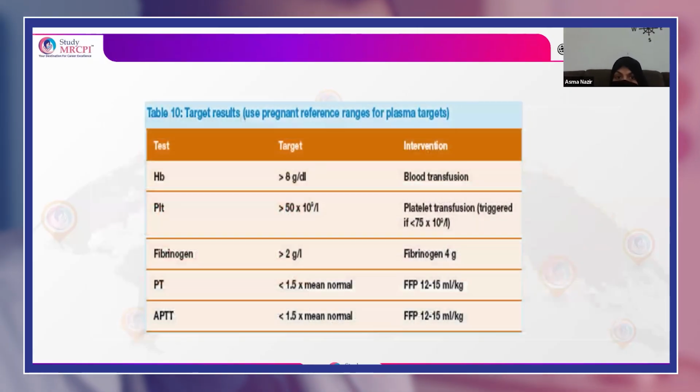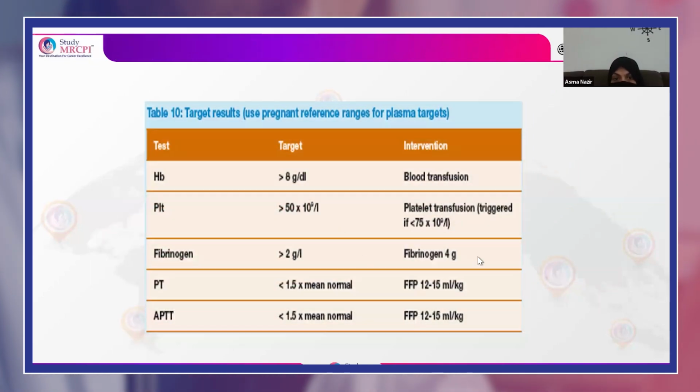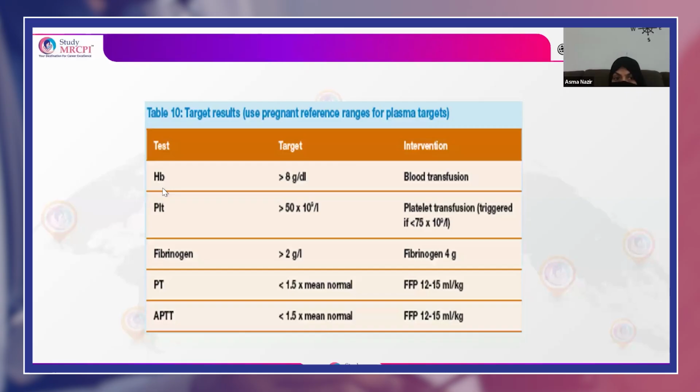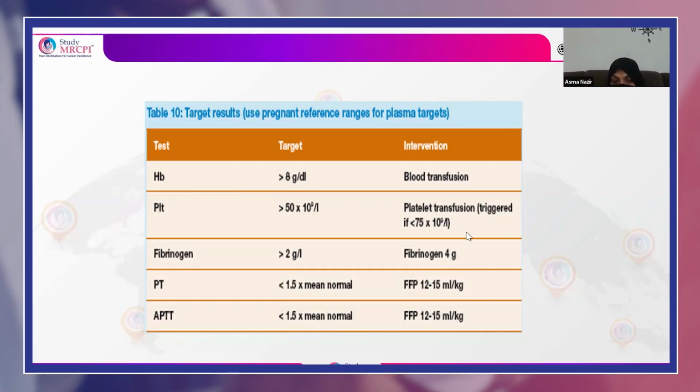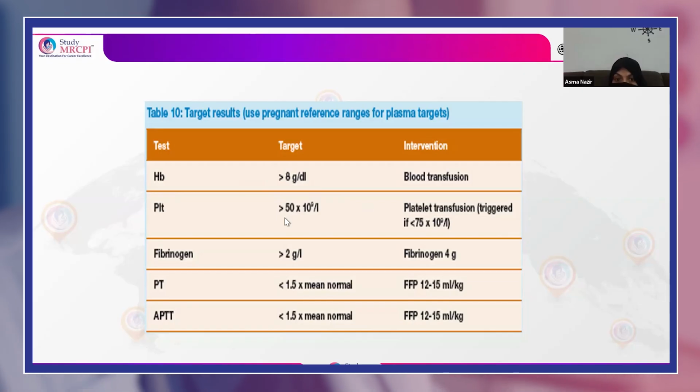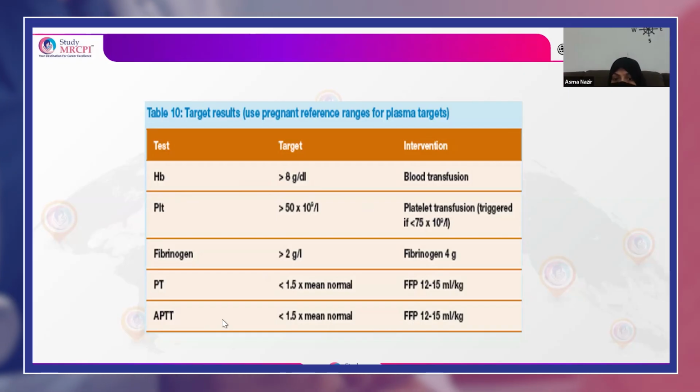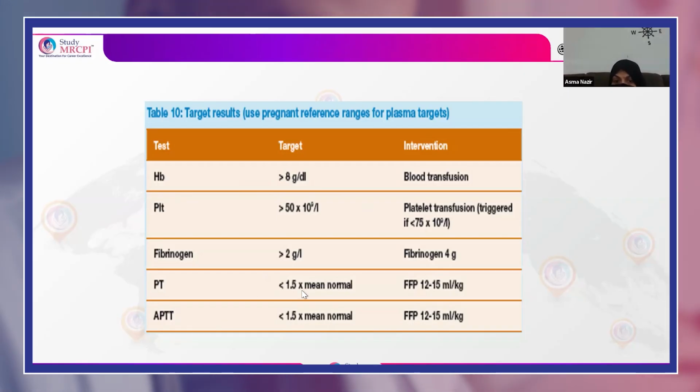I have added here. So what are our goals? Our goal is we have to blood transfuse the patient. We have to keep the patient hemoglobin more than 8 gram. We have to keep platelets more than 50,000. We have to transfuse the patient platelets when it is less than 75,000. So we have to maintain the platelets more than 50,000, and we have to keep the fibrinogen more than 2 gram. PT and APTT should be less than 1.5 times of normal. So keep them in this range. It is important. We have to transfuse the FFPs at a rate of 12 to 15 milliliter per kg.